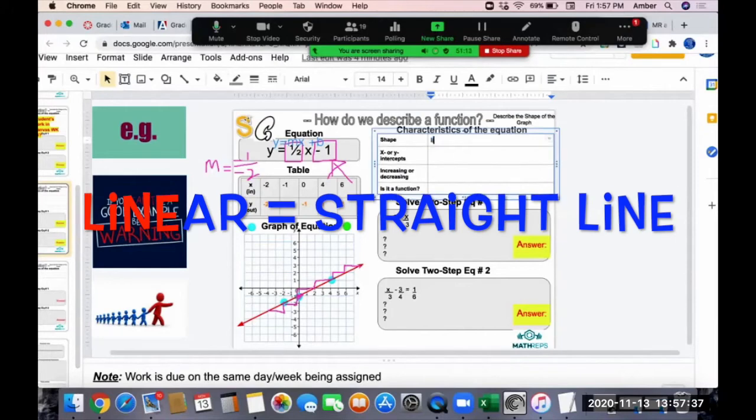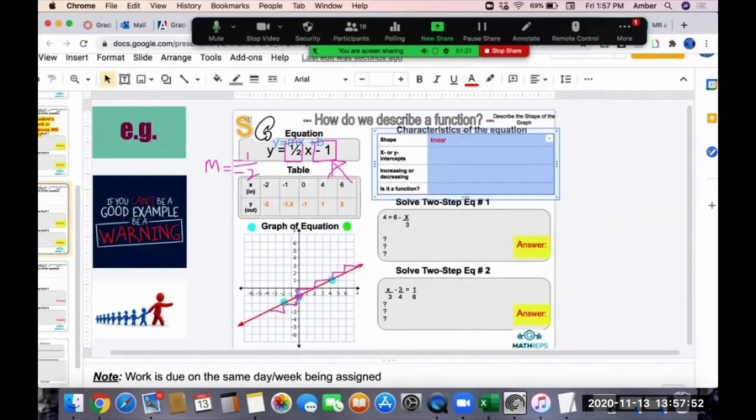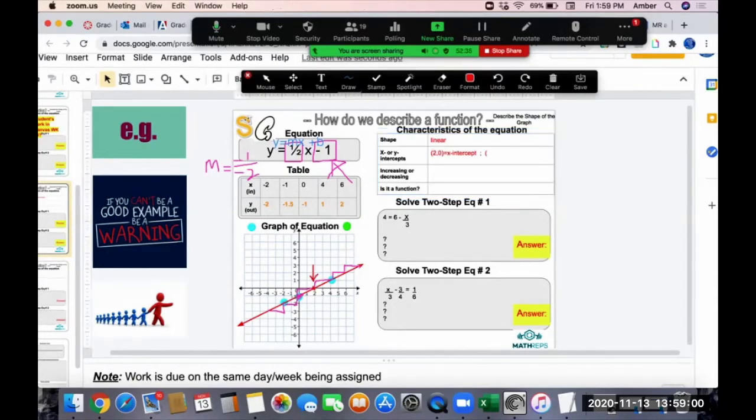And we're going to go over to the right and fill out the shape. We call it a linear line. You can change the color to red because that's our answer. The x-intercept, you can put it this way. X-intercept is where y equals 0. And you can see the x there when y equals 0 right here. That's the x-intercept where it's cutting the x-axis.